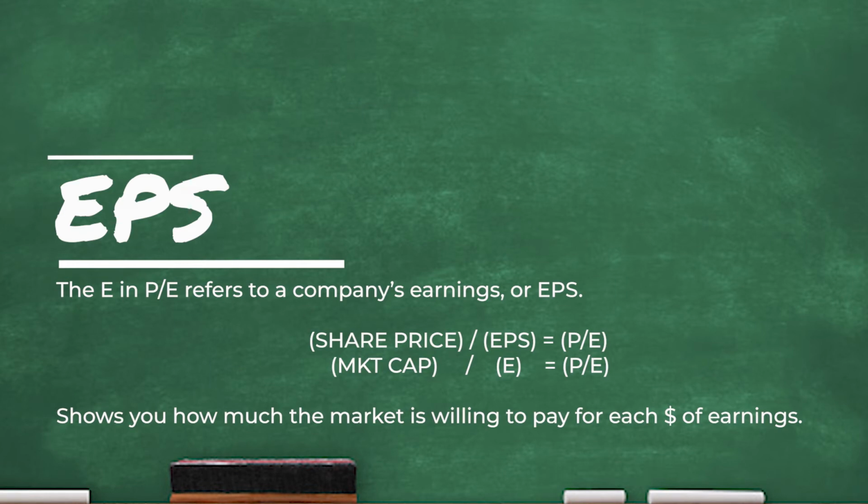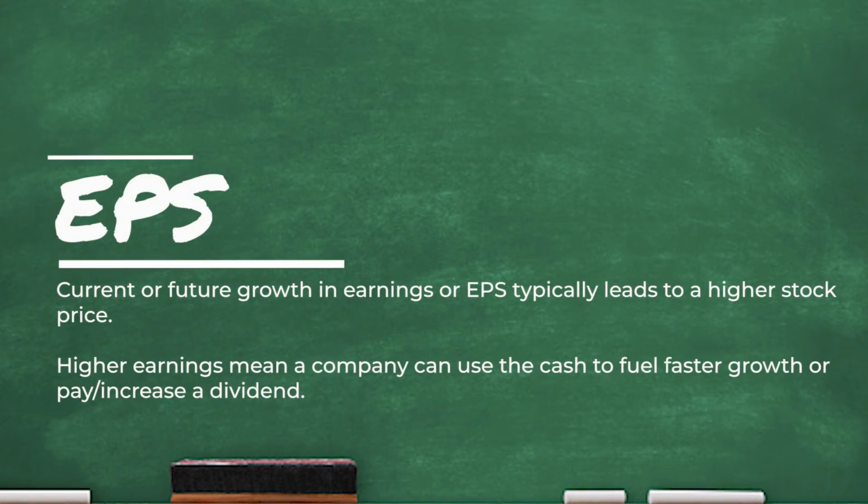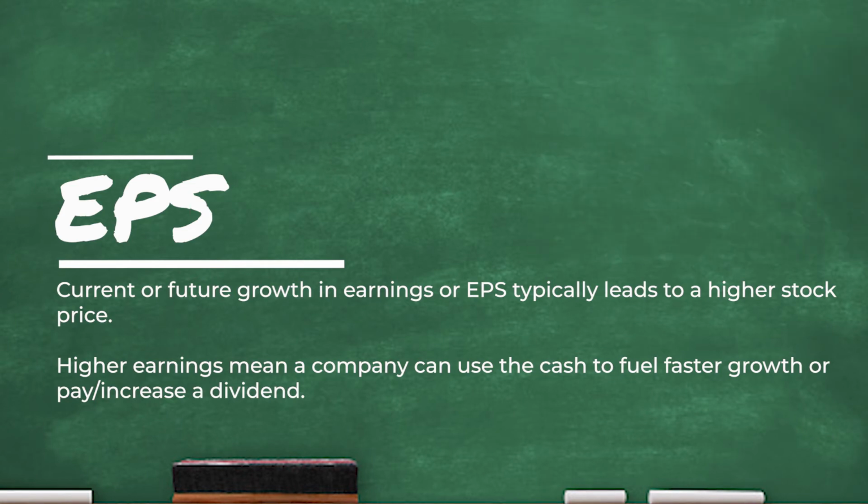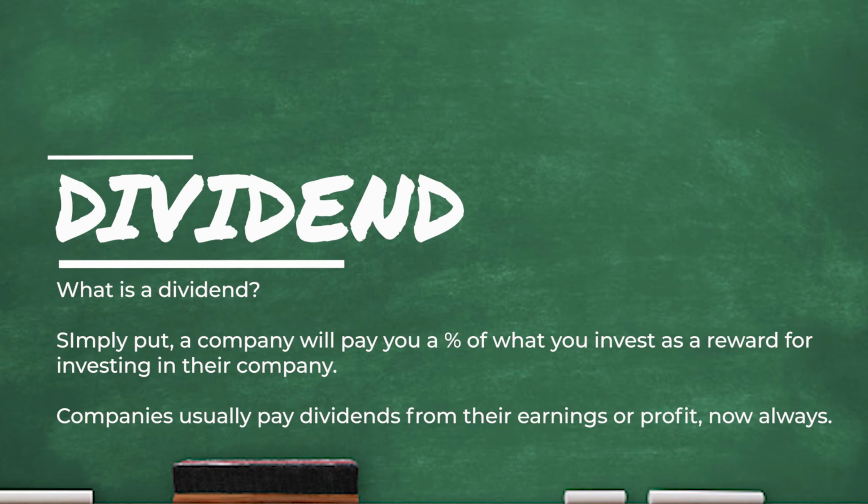Investors not only use the PE ratio and EPS to determine a stock's market value, but also in determining future earnings growth. For example, if earnings are expected to rise, investors might expect the company to increase its dividend as a result. Higher earnings and rising dividends, or more free cash flow available to fuel faster growth, typically lead to a higher stock price. Once a company has earnings, it can either use those earnings to fund future growth, strengthen the balance sheet, or to reward shareholders by way of a dividend.